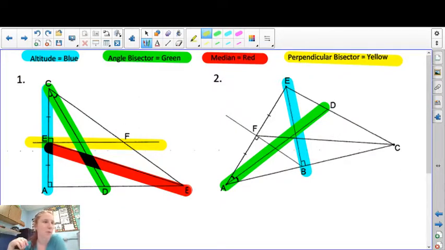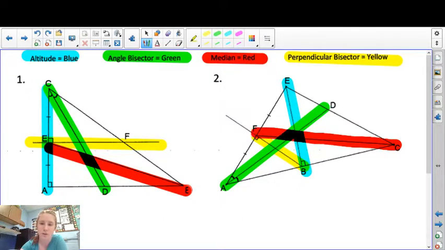Perpendicular, I'm going to go out of order and do the perpendicular bisector. Equal sides. If you notice, A to F and E to F are equal, so it's got to be here. And then my median goes from an angle to the center of the other side.